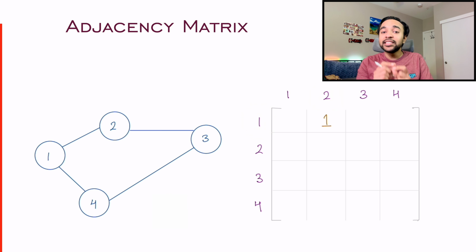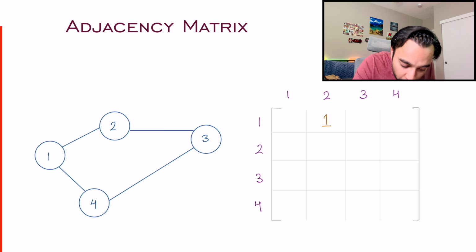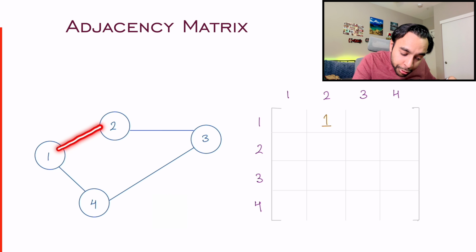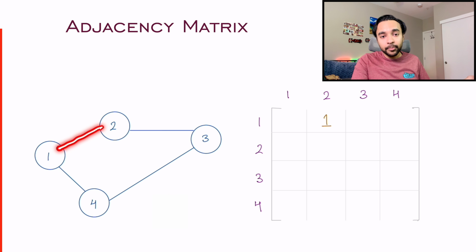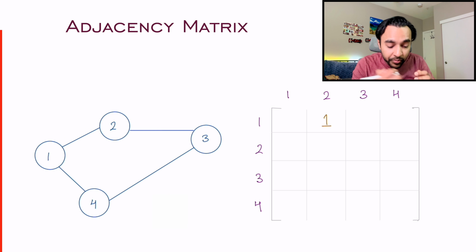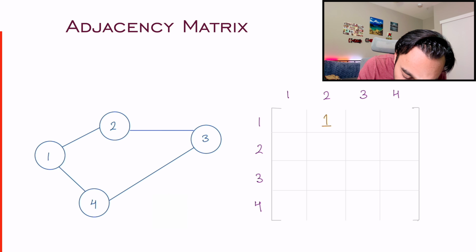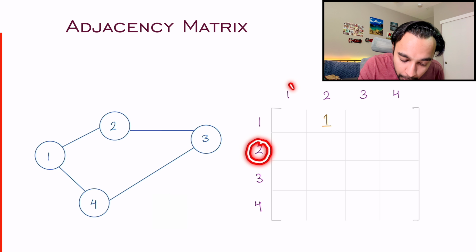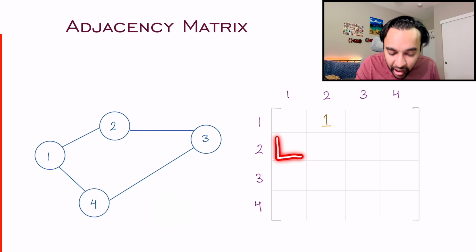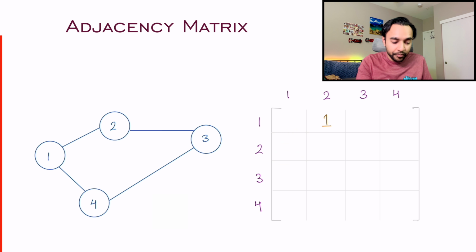And since this is an undirected graph, that means if there is a connection between node 1 and node 2, there is also a connection between node 2 and node 1. The connection is both ways. So there is a connection between node 2 and node 1 also. That means you have to fill out this particular value also.